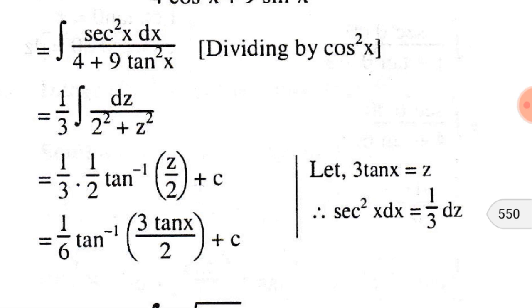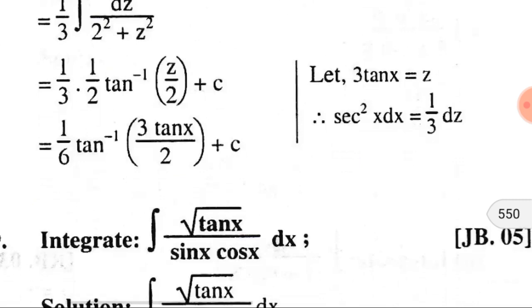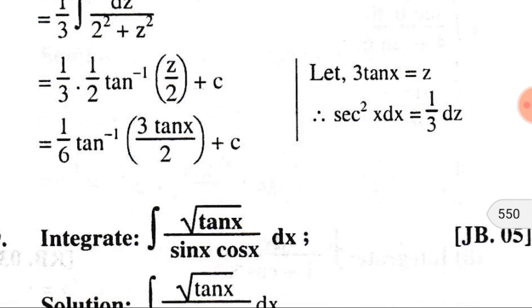consider 3 tan x equals z, then sec square x dx equals 1 third dz. Now substituting 3 tan x by z and sec square x dx by 1 third dz, we get 1 third integration dz by 2 square plus z square. Again, it is similar to the standard integral integration dx by a square plus x square, so it can be written as 1 by a tan inverse x by a plus c, where c is the integral constant. In place of a there is 2, and in place of x there is z. So we can write 1 by 2 tan inverse z by 2 plus c. Again, substituting z by 3 tan x, we get 1 by 6 tan inverse 3 tan x by 2 plus c. This is the required integral.